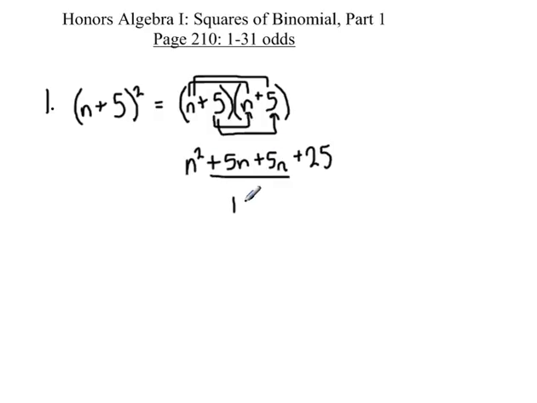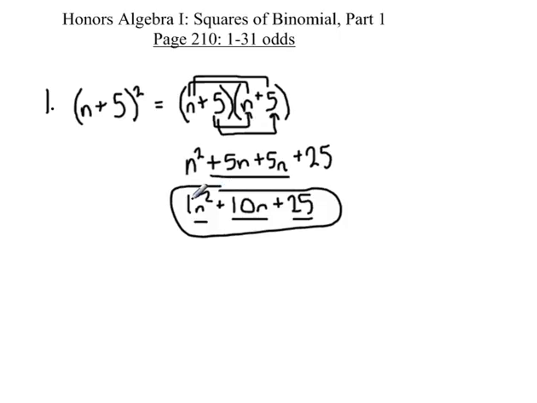So 5n and 5n gives you 10n, and then your first term will be n squared, and your last term would be 25. So when you fit that back into the test, this is a perfect square, this is a perfect square. And to figure out if the middle term fits, you're going to take 1 times 5, and you're going to double that. So 5 times 2 is 10, so there's your perfect square. So it's n squared plus 10n plus 25. You don't need the 1 there.